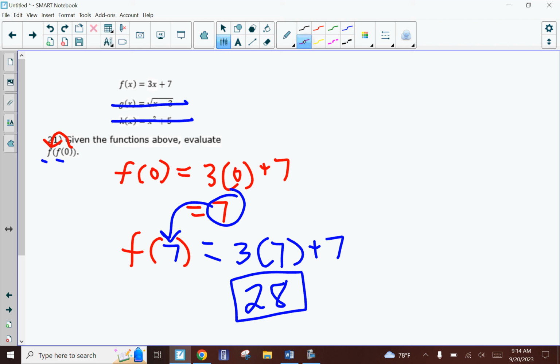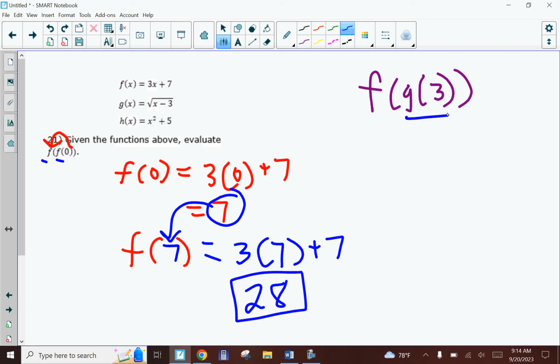So again, the most important part of this problem is the instructions. I'll show you another example real quick. I'll make it pretty easy. Let's say I had f of g of 3. In this problem, we have to start with g because it's closest. So we're going to find g of 3. I would do square root of parentheses minus 3. We put in a 3 there, type that in the calculator, and you get an answer of 0.